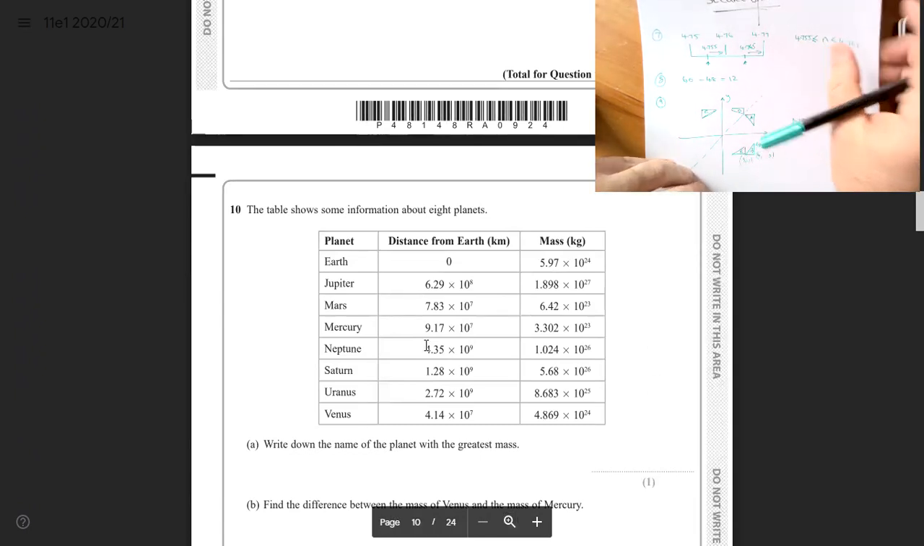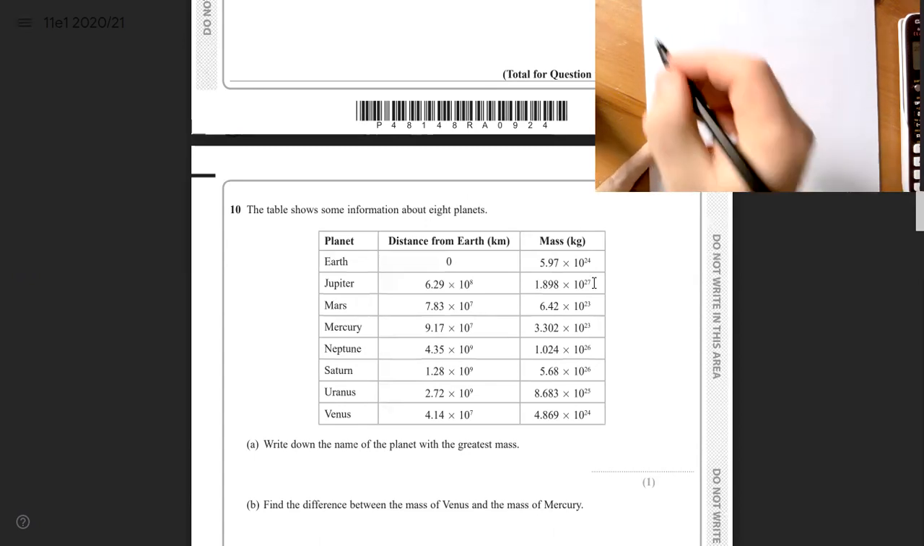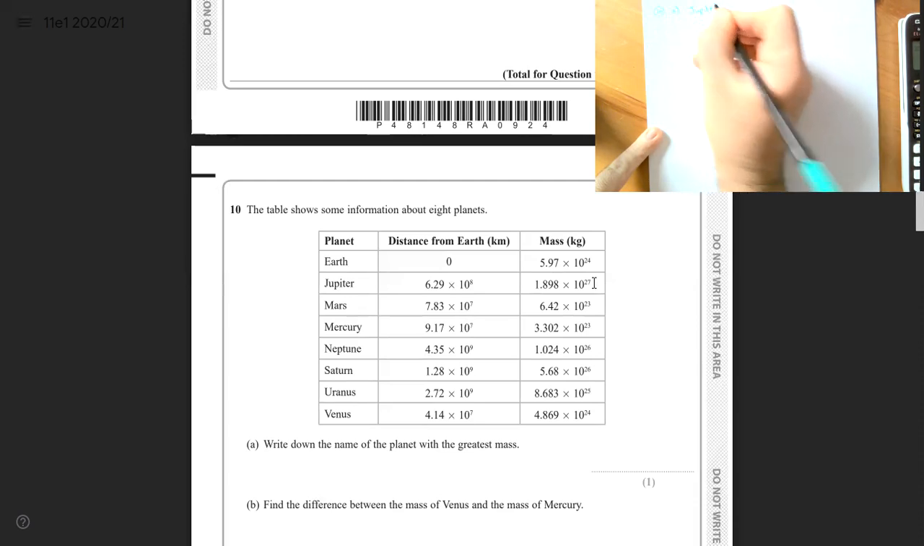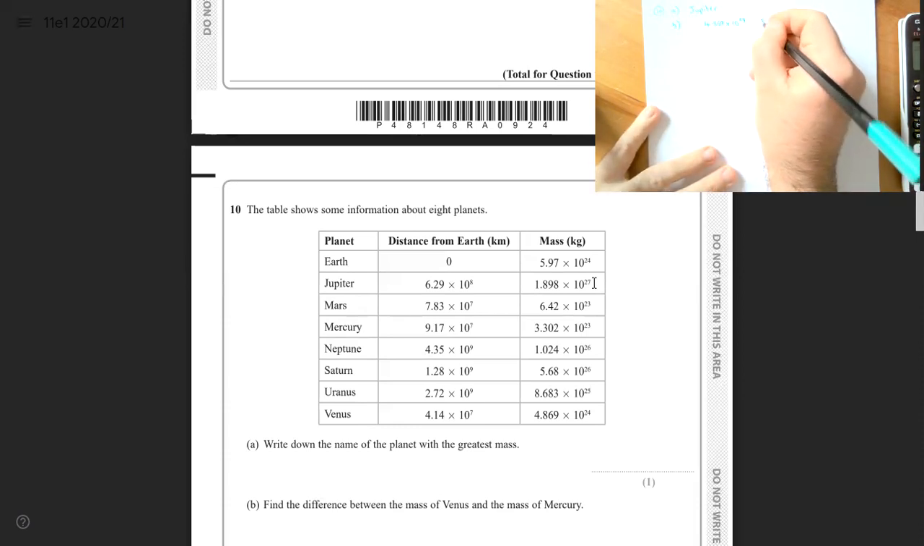Okay, so write down the name of the planet with the greatest mass. So I look down my list of masses looking for the highest index number to start with. Well, there's only one with an index of 27, that's the highest, so Jupiter has the highest mass. Find the difference between the mass of Venus and the mass of Mercury. So Venus is 4.869 times 10 to the 24, and Mercury is 3.302 times 10 to the 23.